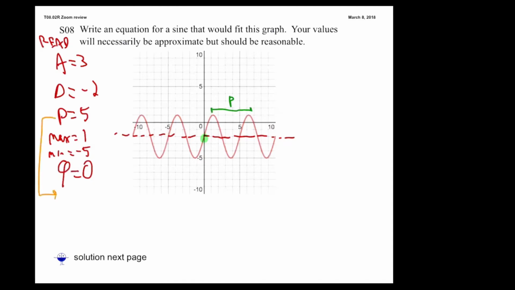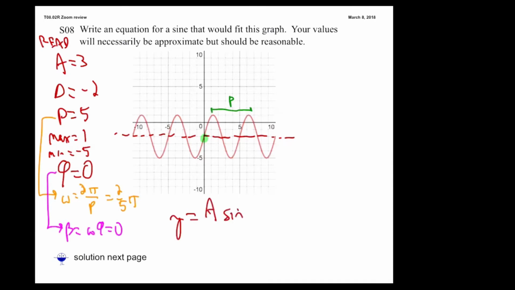So we can say that omega is 2 pi over p, or 2/5 pi. And this we can turn into saying beta is omega phi, and therefore is also 0. So y, which is a sine omega x minus beta plus d, becomes 3 sine 2 pi over 5 x minus 2.